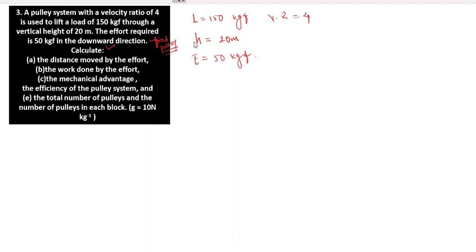Okay, so distance moved by load is 20 meter. H, that is distance moved by load. So let's find the answer. Velocity ratio is distance moved by effort upon distance moved by load. So 4 is equal to distance moved by effort upon 20 meter. Therefore, distance moved by effort is equal to 80 meter. Correct? Very easy.